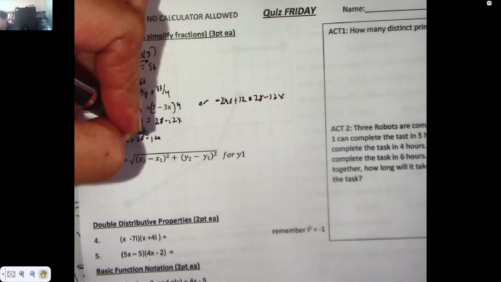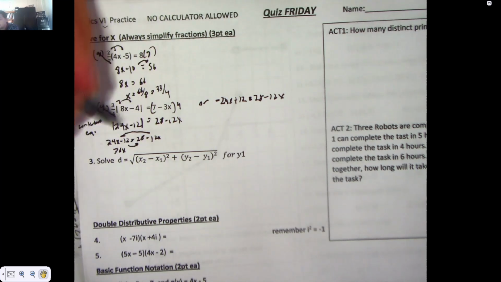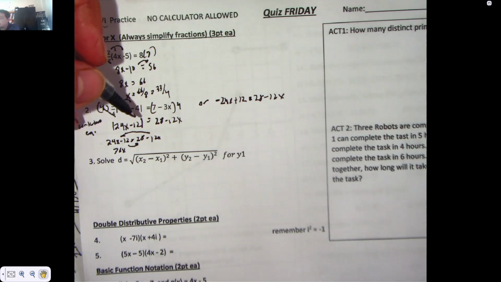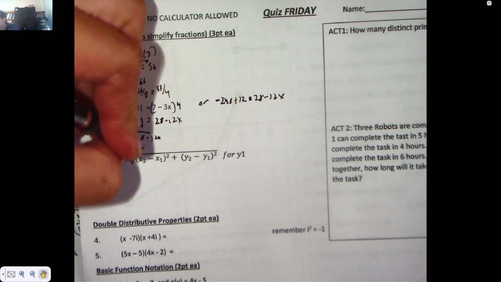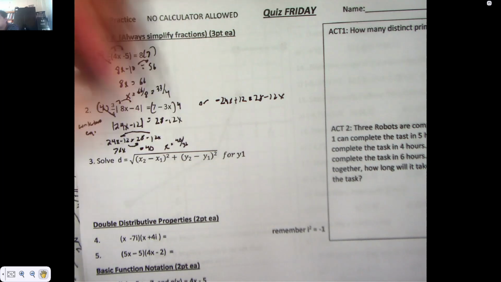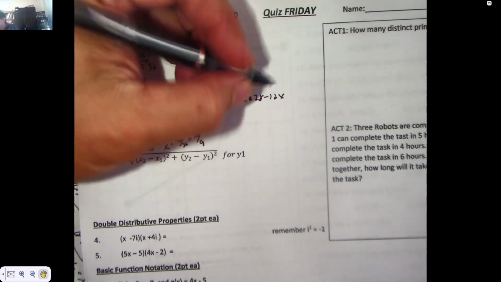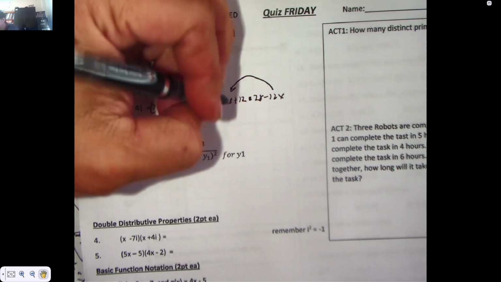I would add 12 here. 24 and 12 makes 36. I would also add 12 there because I'm doing the opposite of what it says as I move left to right or right to left. That'd be 40. So x is 40 over 36. Those are both divisible by at least 4. 40 divided by 4 is 10. 36 divided by 4 is 9. 10 ninths.